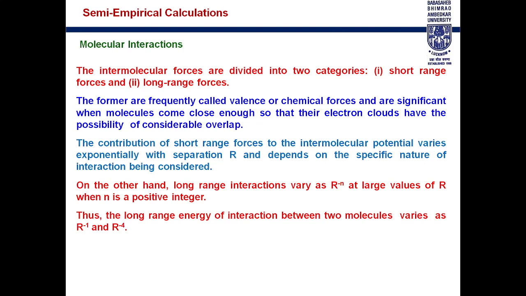On the other hand, long-range interaction varies as r to the power minus n at large values of r, where n is a positive integer. Thus, the long-range energy interaction between two molecules varies as r to the power minus 1 to r to the power minus 6.